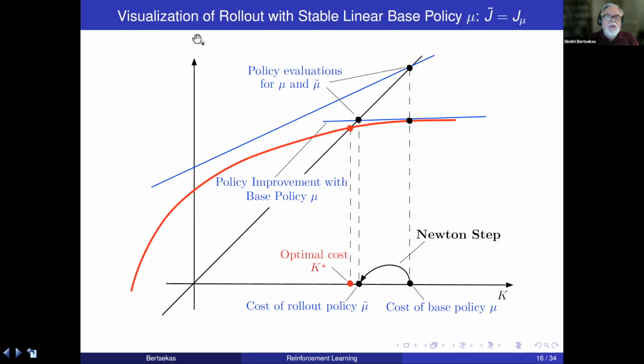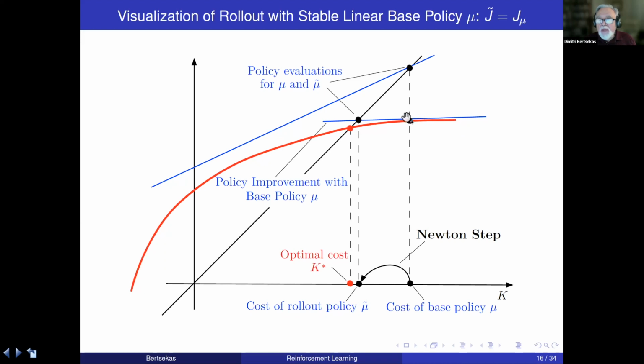Okay, so now let's go into rollout. Rollout is simply one-step look ahead, starting with the cost of the base policy. So here's a picture. We have a stable policy mu, which is linear, and it has a Riccati operator, which is linear. The cost of that policy, J mu, is this point here, the fixed point of the corresponding Riccati operator.